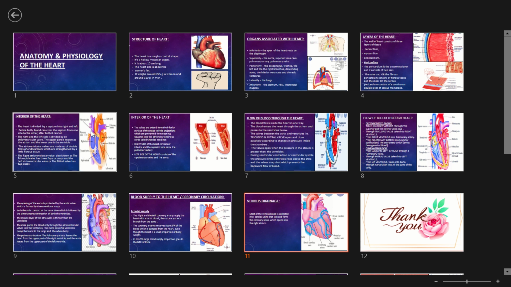In the heart, the right side is the one conducting deoxygenated blood, and the left side is the one conducting oxygenated blood. From the atrium it passes to the ventricles, and from the ventricles it passes through the aorta and the pulmonary artery. For the coronary circulation, the main thing is the coronary artery, which supplies from the aorta the whole part of the heart, and the venous drainage is the coronary sinus.